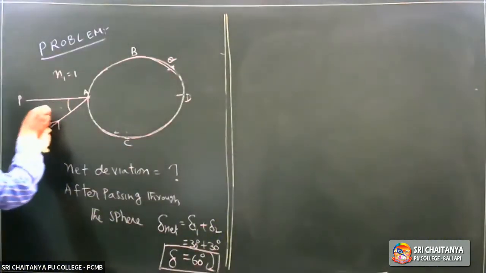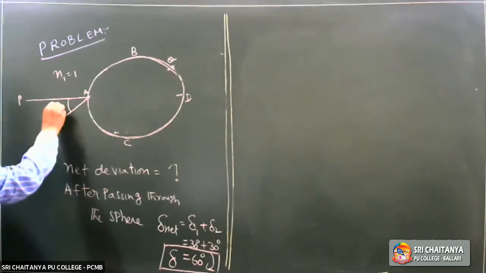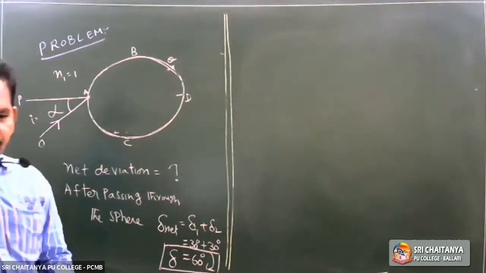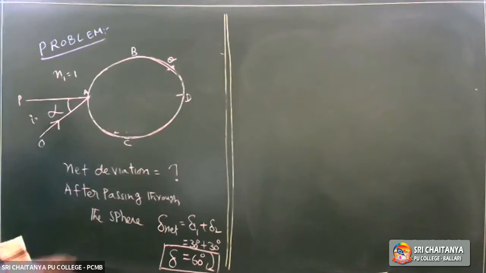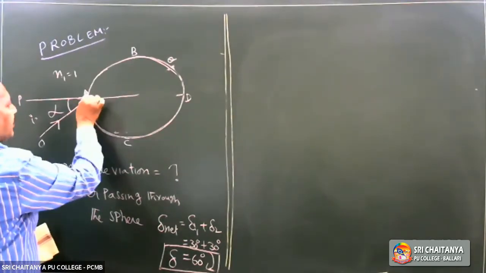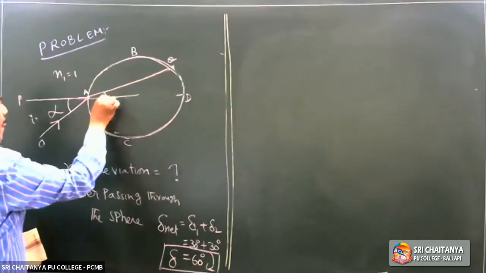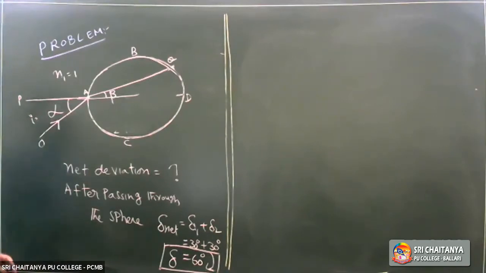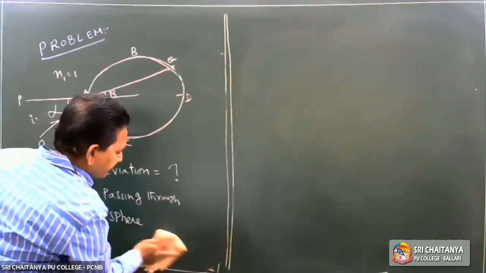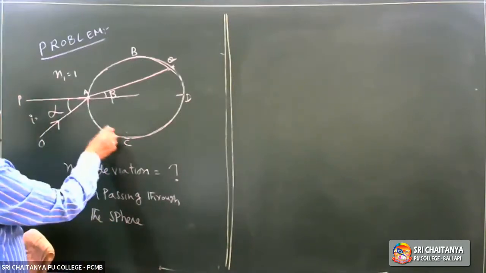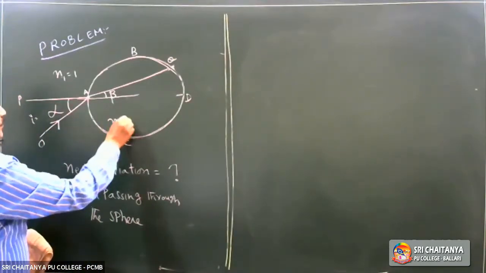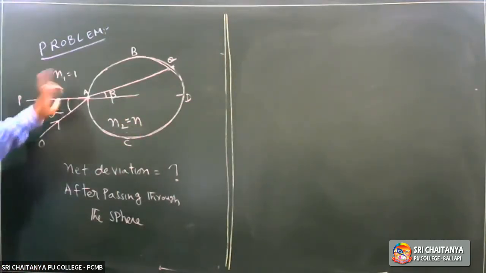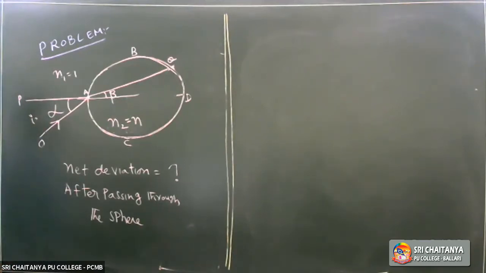Instead of 60 degrees, alpha is the angle of incidence. The angle of refraction is beta. You are asked to calculate the net deviation. Refractive index of the sphere is n, refractive index of air is 1. Next problem.